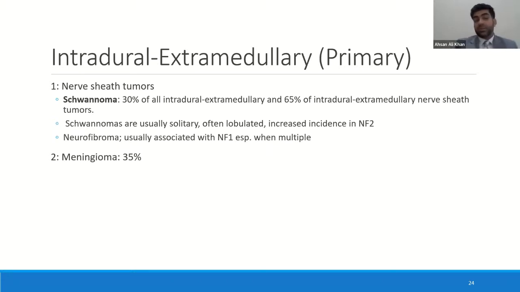But sometimes, whenever you see multiple schwannomas, you can think of NF2, right? So they have increased incidence in NF2. They're often lobulated. Neurofibromas, similarly, can be solitary and sporadic, but usually they are associated with NF1, whenever you see multiple neurofibromas. Meningiomas, almost 35% in this compartment.